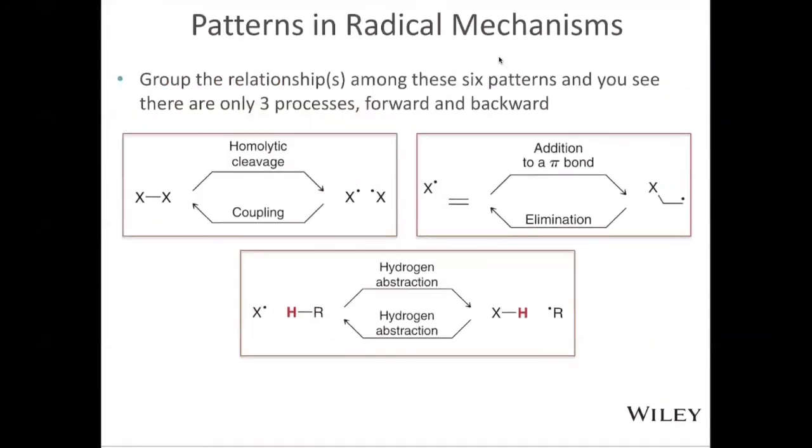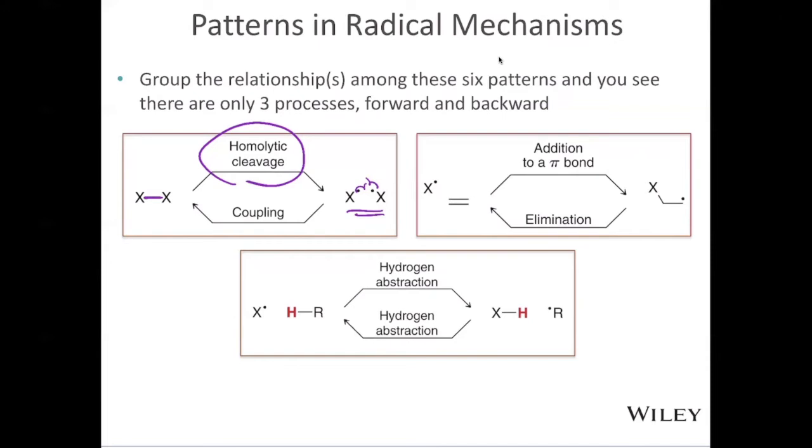So it turns out that these 6 patterns are actually only 3 patterns, which are in the forward and reverse. The most obvious one is homolytic cleavage, where we take a sigma bond and homolytically cleave it to create 2 radicals, versus the reverse of that, coupling, where these 2 come together to form the sigma bond. We can have addition to a double bond, or we can have elimination, creating a double bond.